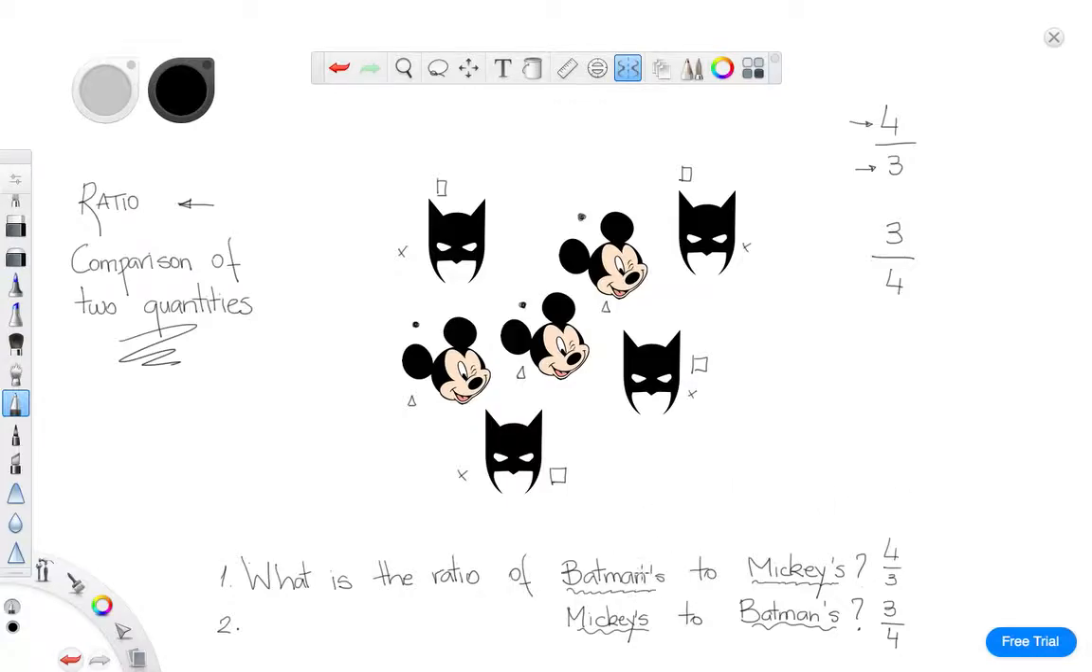Because each ratio is tailored or goes with a specific question. So don't worry if sometimes in the same problem you get different ratios. You just have to pay attention to what the question specifically asks you to put first and second, because that is going to tell you what to put in the numerator and what to put in the denominator.